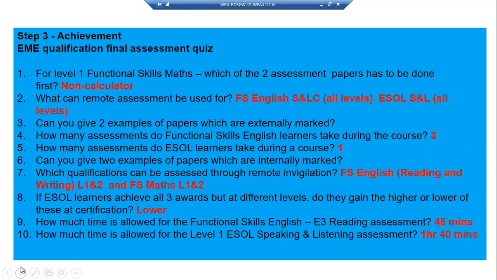Which qualifications can be assessed through remote invigilation? So that's where learners go onto an online platform, where they conduct the assessment with a City and Guilds invigilator. That's functional skills English, reading and writing, level 1 and level 2, and functional skills maths, level 1 and level 2 only. If ESOL learners achieve all 3 awards, do they get the higher or the lower? They get the lower. So that's an important one to remember. And then you've got the timings.